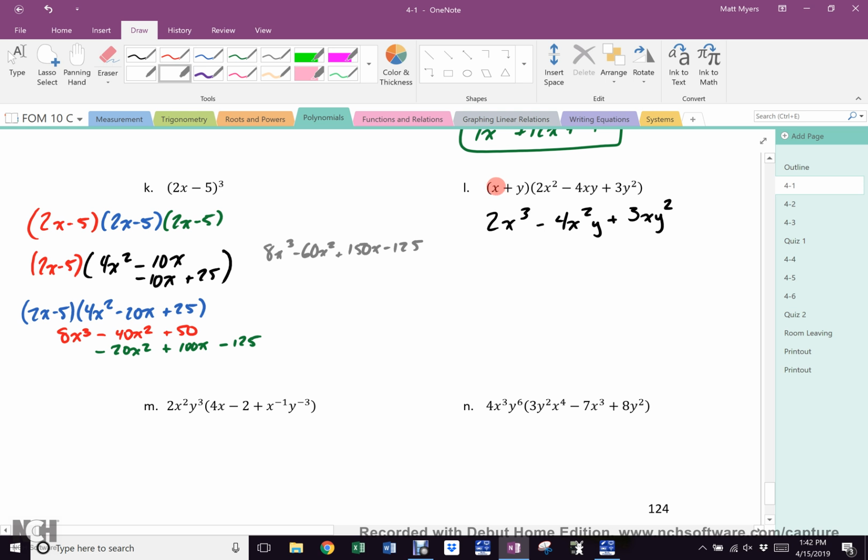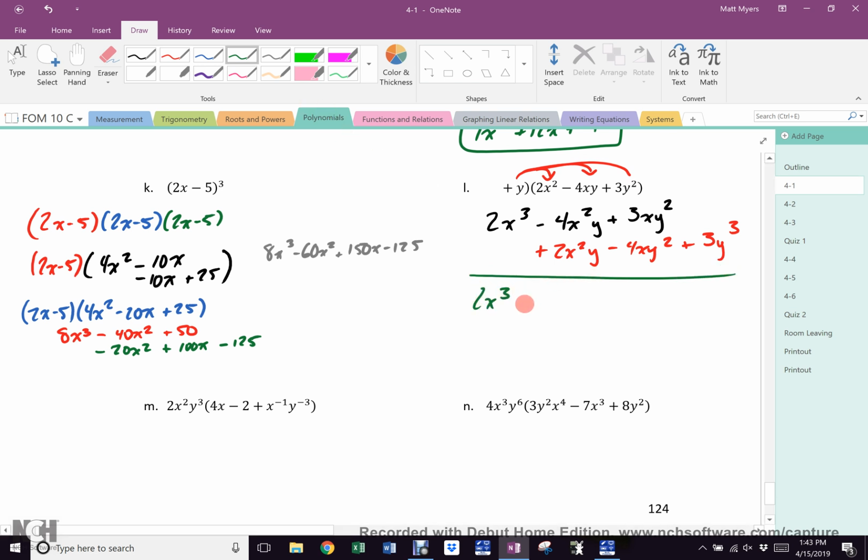Then I would say to myself, now I'm going to run through with the y. 2x squared y. Oh, I have some x squared y's right there. Minus 4xy squared. Oh, I've got some xy squareds. Plus 3y cubed. Then I just collect it. 2x cubed minus 2x squared y minus xy squared plus 3y cubed.